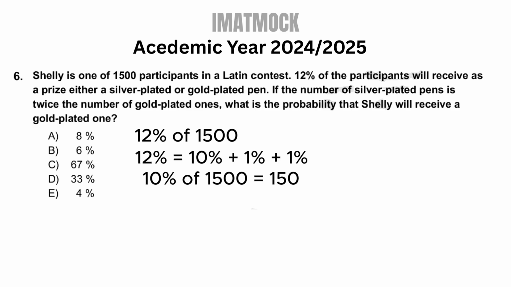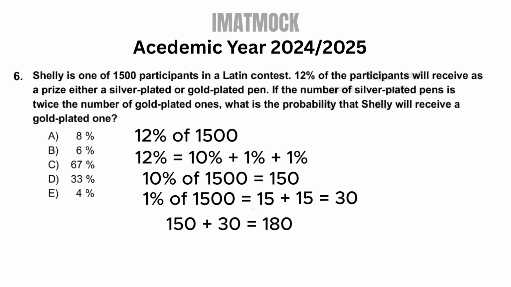And 1% of 1,500 would be 15. So 2% would be 30. Now adding them together, we get 150 plus 30, which is 180. So 12% of 1,500 is 180.